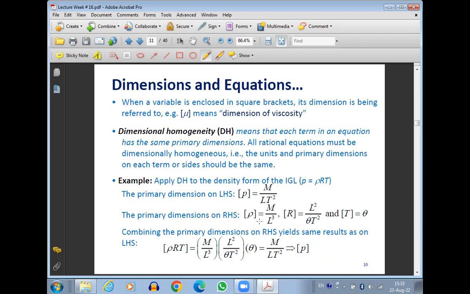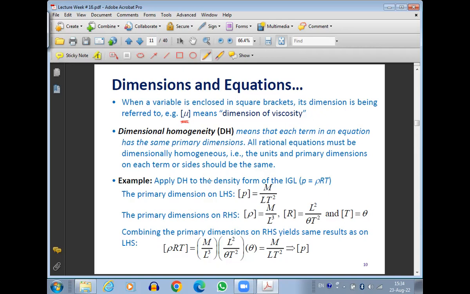When a variable is enclosed in square brackets, its dimensions are being referred to, for example the dimensions of viscosity. So whenever we write anything in square brackets, we are considering its dimensions. Dimensional homogeneity means that each term in an equation has the same primary dimensions, and this is true for units as well. If you have an equation, each term should have the same set of units. So that's dimensional homogeneity, or units homogeneity.